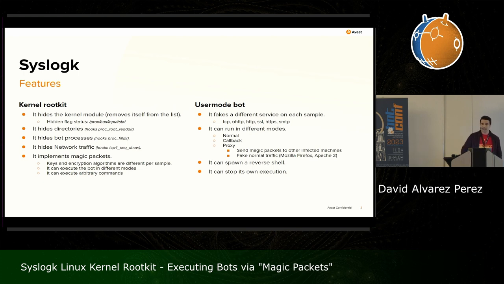Syslogk is divided in two components, the kernel rootkit and the user mode bot. The kernel rootkit has the following features. It hides the kernel module and updates a flag accordingly with true or false, depending on whether it is hidden or not, but in this case it's hidden. And it hides directories, processes, the bot process, but also malicious processes. It hides the network traffic, and it also implements magic packets that are relatively complex.